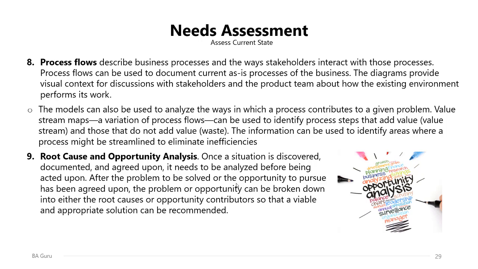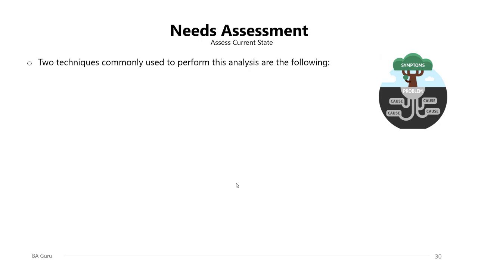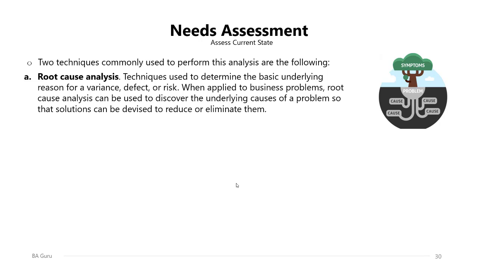recommended. So the root cause and opportunity analysis, as from the name, you will dig deep to find the actual root cause of a problem or the things that you need to think about or to consider while achieving or addressing an opportunity. Now, two techniques are commonly used to perform the root cause analysis and opportunity analysis. Root cause analysis techniques are used to determine the basic underlying reason for a variance, defect, or a risk. When applied to business problems, root cause analysis can be used to discover the underlying causes of a problem so that the solutions can be devised to reduce or eliminate them.